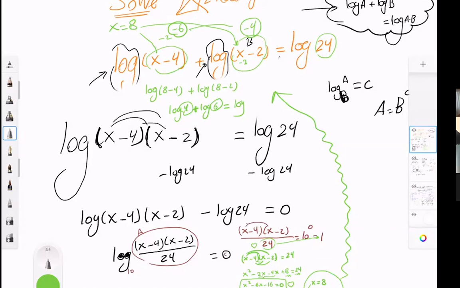Why? Because our lovely log never accepts a negative number. It has to be positive. Here, if you plug in negative 2, we get negative 2 minus 4 minus 2, which is negative 4. The log of negative 4 won't work. So we don't accept negative 2. We only accept x equal to 8. So you do extra work when you have the solutions.